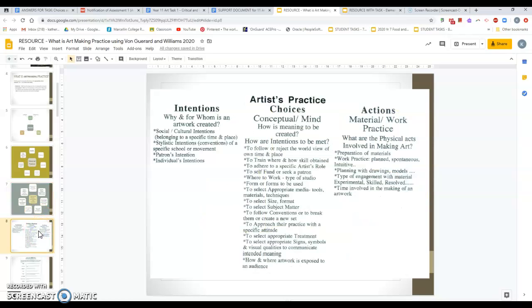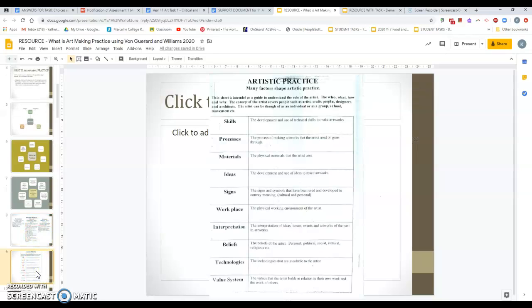Other words we can think about when we're working with practice, of course, are intentions, choices, and actions. And that's what you're going to be talking about with your chosen artist in your assessment task. Their intentions, choices, actions. And then we have this table here where we went around in class, and these are things we can talk about: skills, process, materials, ideas, science, workplace interpretation, beliefs, technologies, values. Now that's going to form the basis of your assessment as well, because you'll be filling out that practice scaffold in what we did with Von Gerard. You're going to be doing it with your chosen artists.